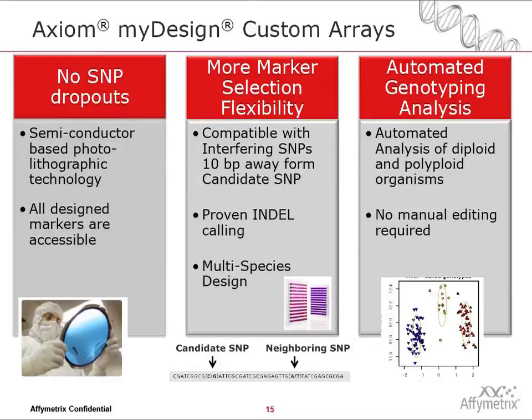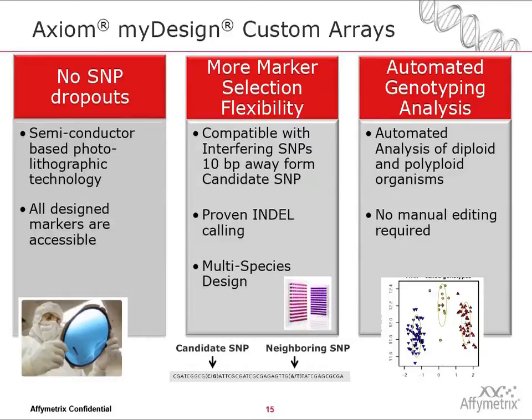In addition, we have proven indel capabilities, and you can have multi-species design on a single array. So if you're interested in, let's say, rice and wheat on the same array, or if you're interested in 3 different species, like maybe pig and bovine, then you can design a multi-species array on this Axiom platform.